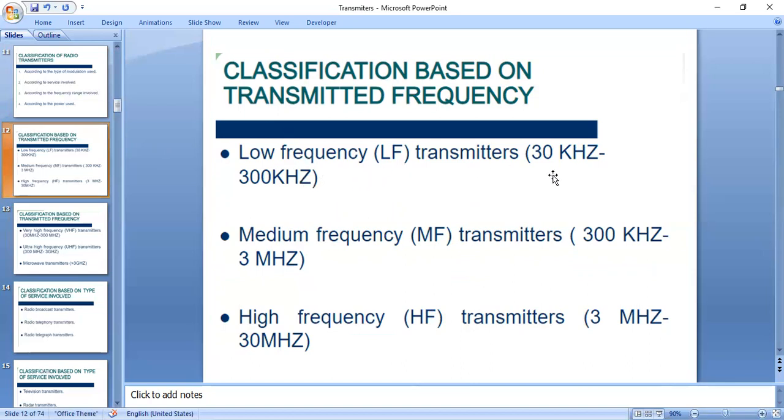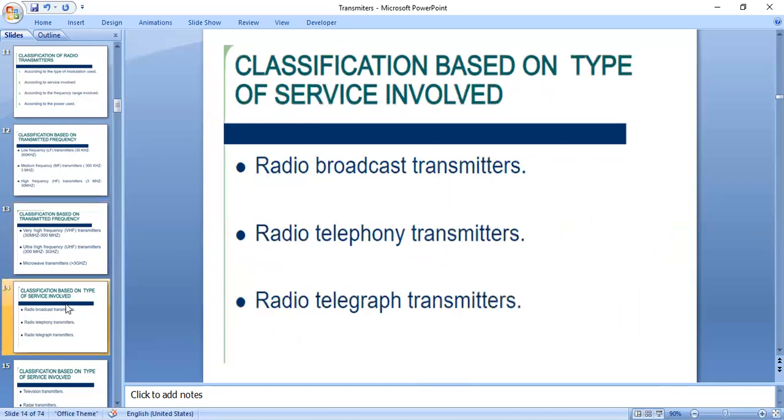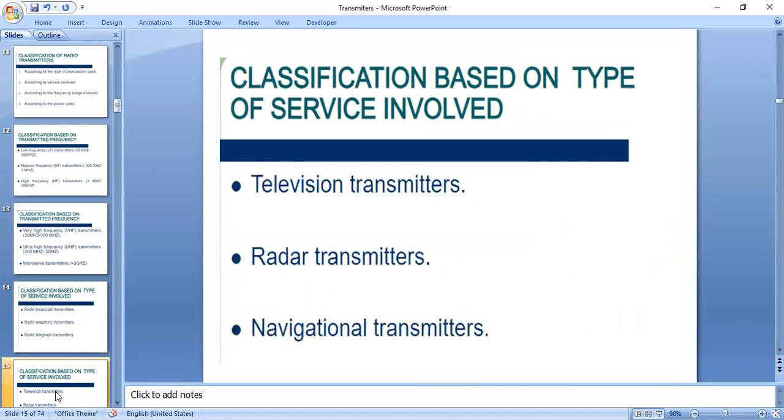These are the frequency ranges, and they are called low frequency transmitters, medium frequency transmitters, high frequency, very high frequency, and ultra high frequency. And if the frequency is greater than 3 gigahertz, these are called microwave transmitters. Depending on the type of service used, meaning the application, we can classify these transmitters into radio broadcast, radio telephony, and radio telegraph transmitters, and also navigational transmitters and radar transmitters.